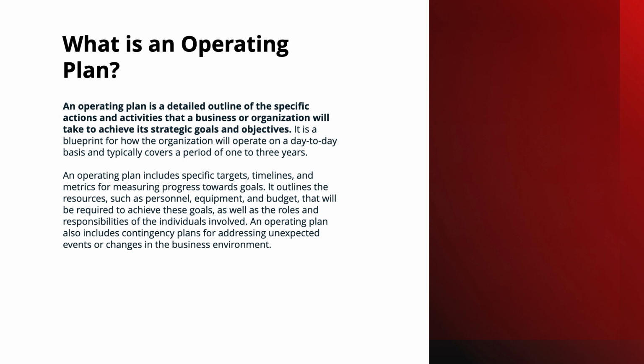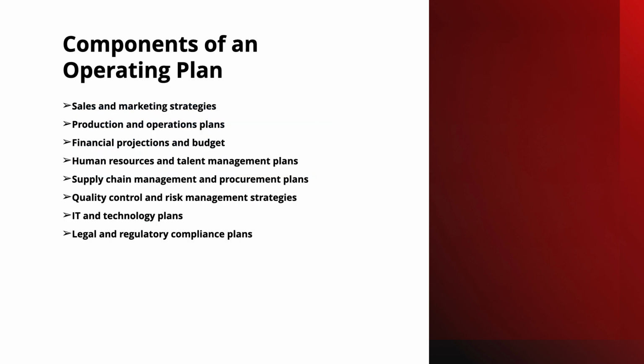And then in the next slide, we're going to go into the different components of an operating plan. And your operating plan will also go into your business plan. So now let's get into the components of an operating plan. So these components are going to be sales and marketing strategies, which we already discussed, production and operation plans.